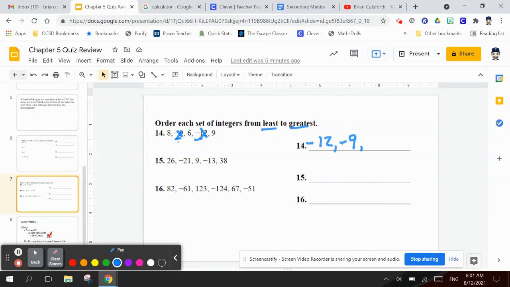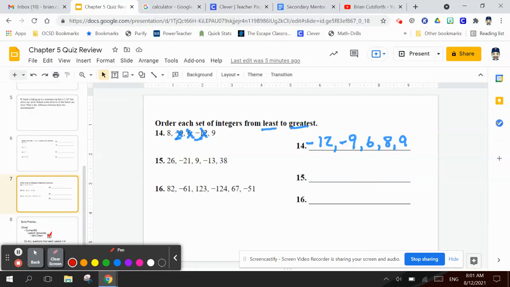Now I look at my positive numbers. Which one is closest to 0? Well, that's 6. So that's my next smallest number. Of 8 and 9, which one's closer to 0? That would be 8 and then 9.